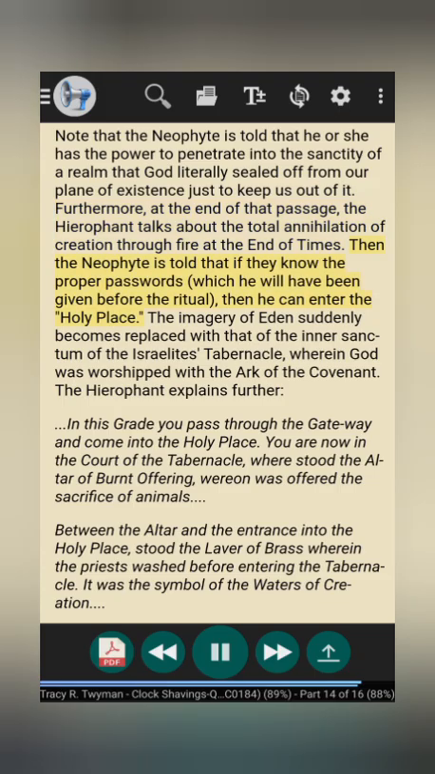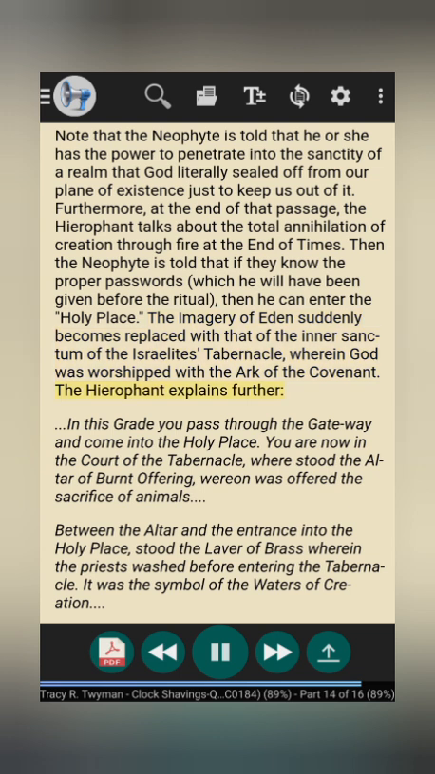Then the neophyte is told that if they know the proper passwords, which he will have been given before the ritual, then he can enter the holy place. The imagery of Eden suddenly becomes replaced with that of the inner sanctum of the Israelites' tabernacle, wherein God was worshipped with the Ark of the Covenant.